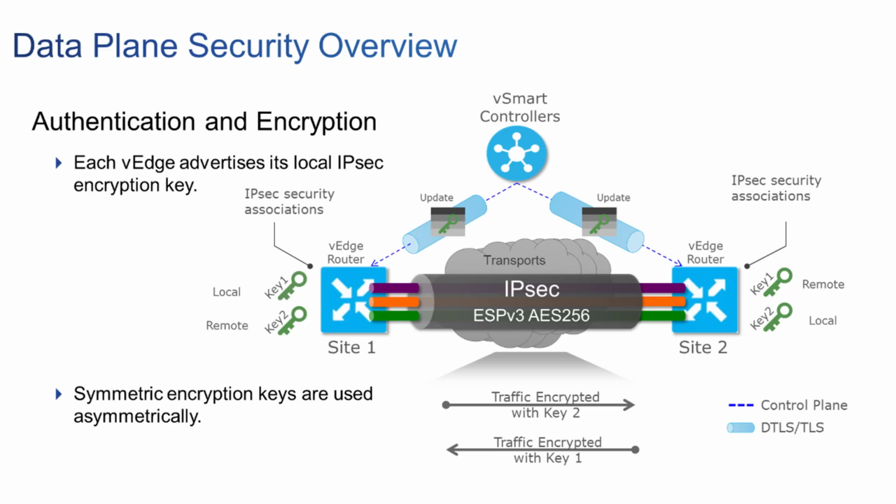So each vEdge router basically generates an AES key for that data plane. Specifically, we're going to generate a key per TLOC. We'll talk more about TLOCs a little bit later on, or transport locations. And we transmit these keys to the vSmart controller in our OMP route packets. Again, we'll talk about OMP a little bit later on as well.